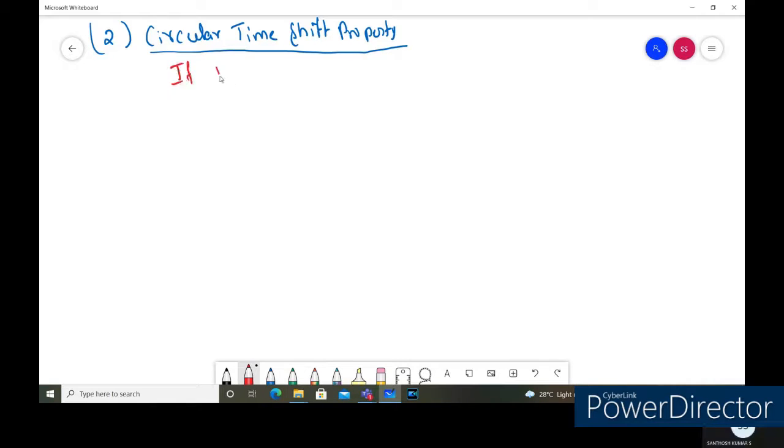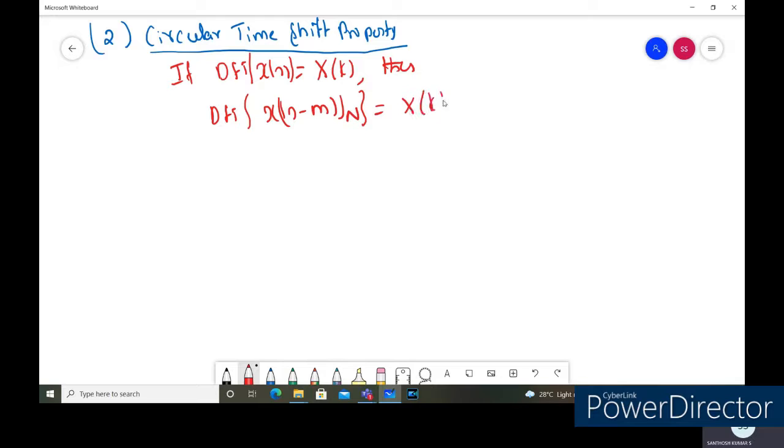So if the DFT of x of n is x of k, then the property says the following. The DFT of x of n minus m, where we perform the shift in the time domain and that shift is circular in nature, so we write it as mod n, is equivalent to x of k multiplied by omega to the power of k into m. So we are going to add the twiddle factor, multiplying in the frequency domain. This is the circular time shift property. Here k can take values from 0 to n minus 1.